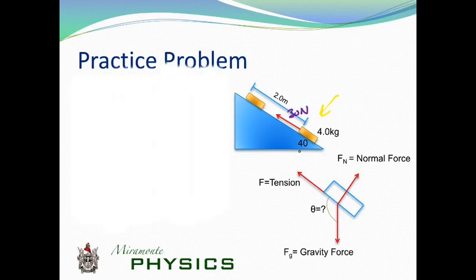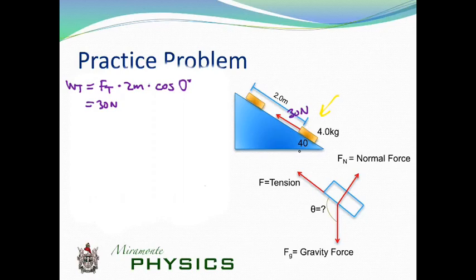So here we go. Let's start with the work done by tension. Okay, the work done by tension. So that's going to be the tension force, which in this case is 30 newtons, times 2 meters, that's the distance, the displacement, times the cosine of 0 degrees, because those are in the same direction.